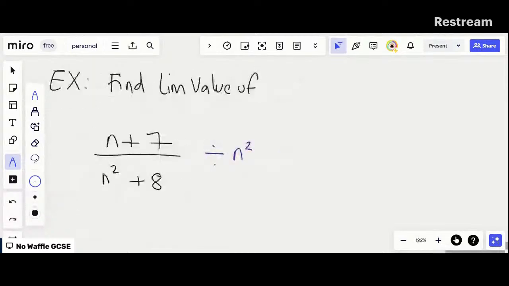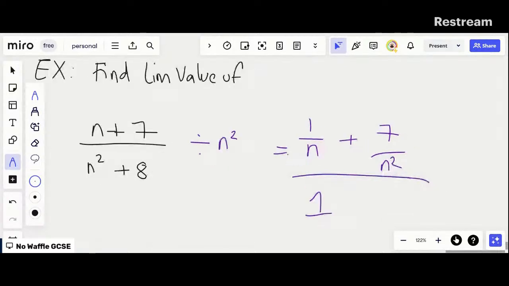We get n divided by n squared is 1 over n. 7 divided by n squared is 7 over n squared. You've got n squared at the bottom, which is just 1. And then you've got 8 over n squared.